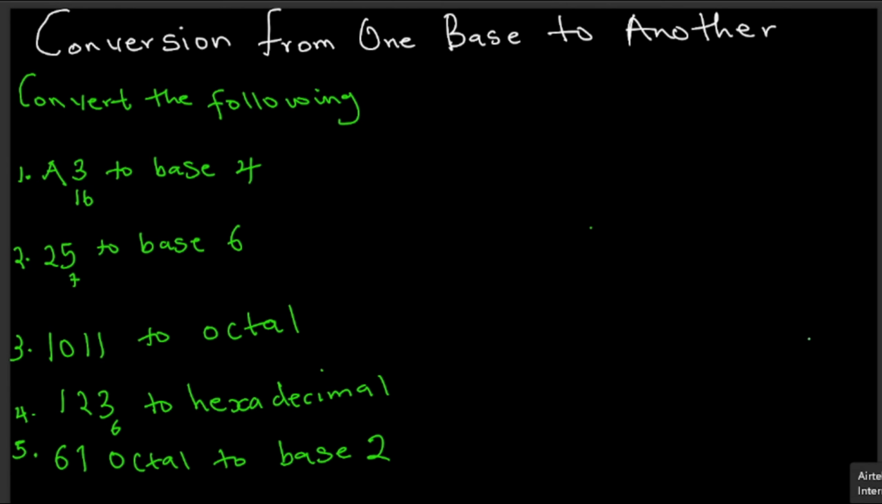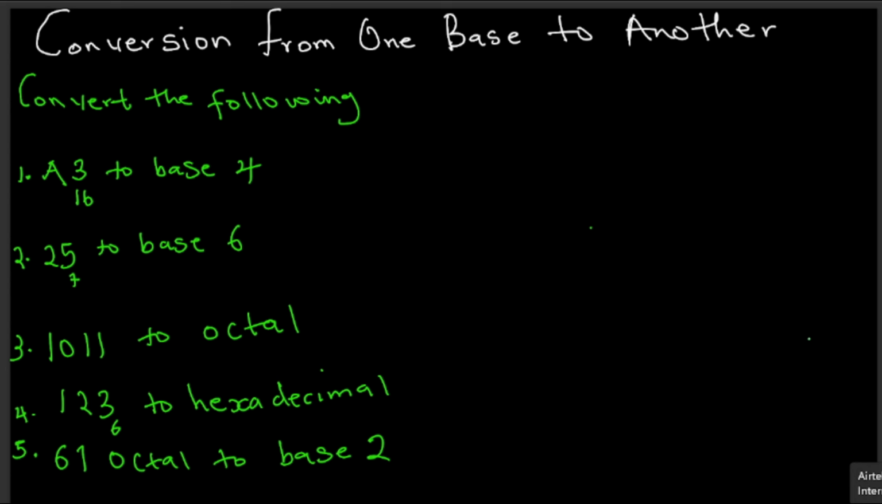Convert the following: A3 base 16 to base 4, 25 base 7 to base 6, 1011 to octal, 123 base 6 to hexadecimal, 61 octal to base 2. So these are the questions. Let's dive in and provide the solutions to it.